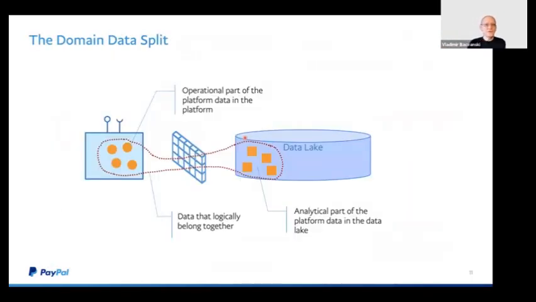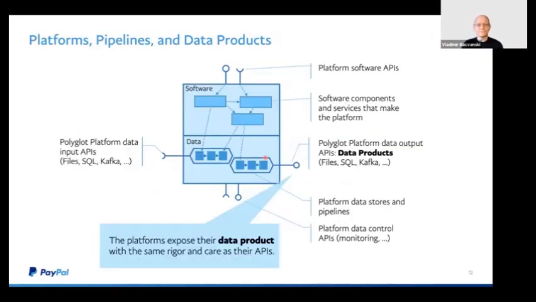The first thing is we need to understand the split of data that exists in the domain. If you look in the platform, you are going to see that the operational part is handled and managed in the platform. And then their analytical data are dumped into the data lake. And the conceptual problem here is that you have a split of data. Data that belongs to this domain is partly in the platform and partly in the data lake. So data that logically belongs together are in two very different places.